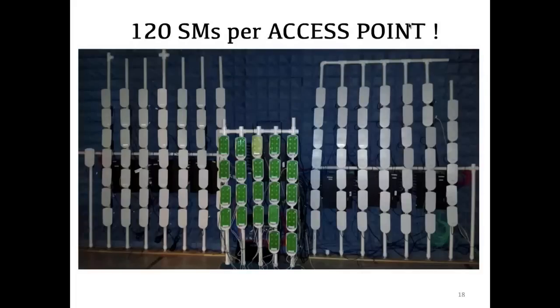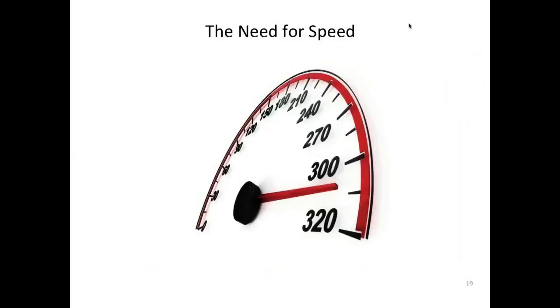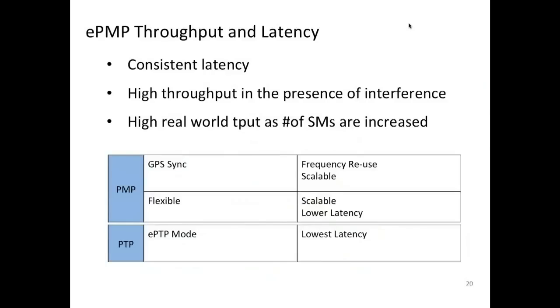Quick picture of a lab environment. Granted, it is a lab. I will go right past this, but this is 120 SMs in an access point. The need for speed. This is one of the other problems as the requirements come up and there's more Netflix and data usage. What do we do with that?